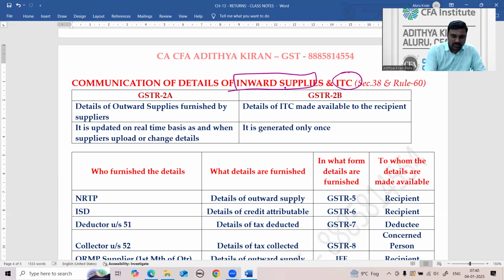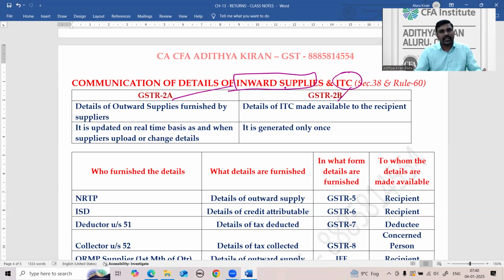Details of inward supplies are given in GSTR 2A. Eligible ITC is given in GSTR 2B. So GSTR 2A consists of what purchases we made. GSTR 2B consists of, on purchases we made, how much ITC we can avail. So GSTR 2B is relating to ITC, input tax credit. GSTR 2A is related only to our purchases.